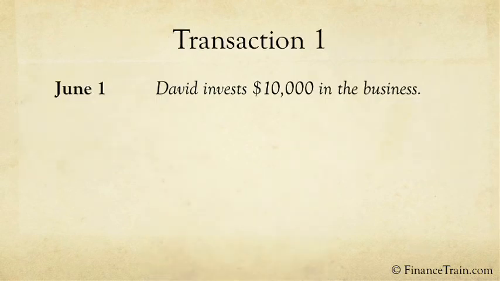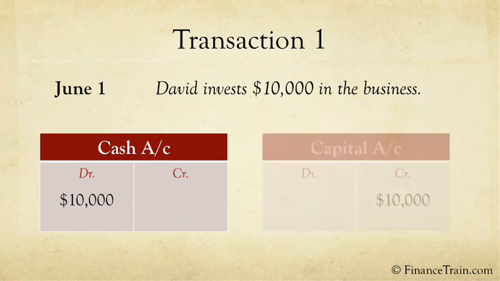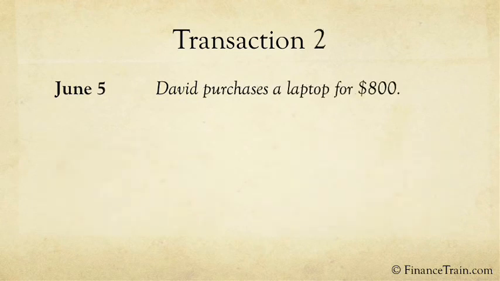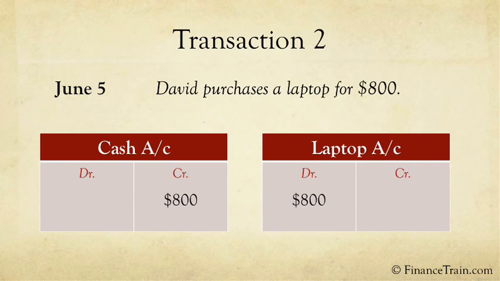In the first transaction, David invests $10,000 in the business. The two accounts affected are cash and the capital account. Cash, which is an asset, has increased, so the cash account will be debited. Capital has also increased, so the capital account will be credited. In the second transaction, David purchases a laptop for $800. The two accounts affected are cash account and laptop account. The laptop has come in and the cash has gone out. So, the cash account will be credited and the laptop account is debited.